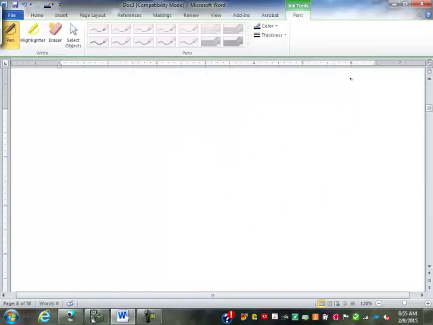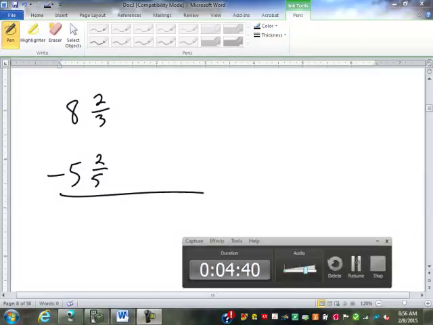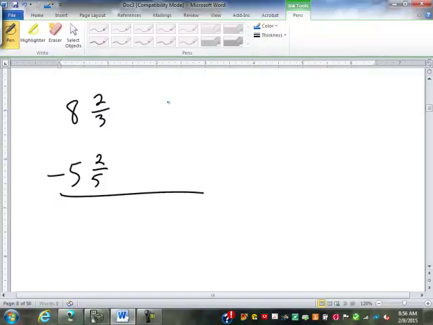Let's look at subtraction. Let's look at 8 and 2/3 minus 5 and 2/5. So anyway, common denominator will be 15.